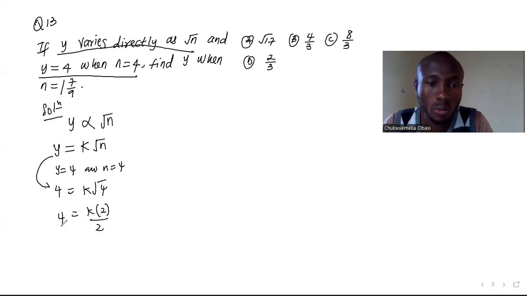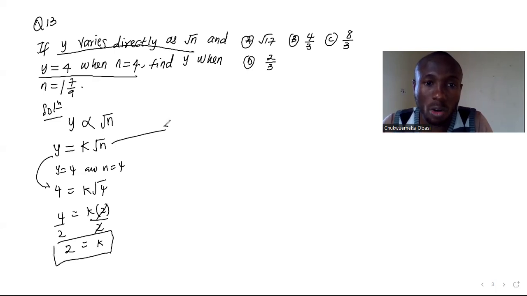Divide both sides by 2. So you can get the value of k. So now, therefore, you see k is actually equal to 2. So that is how you get it. Now, this whole equation becomes y is equal to 2 root n, because you have finally gotten the value of k from the values of y and n that were given to you. So now this is the original equation that you're looking for.